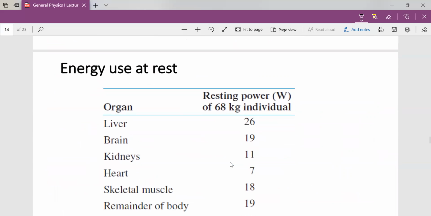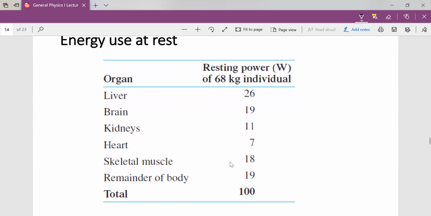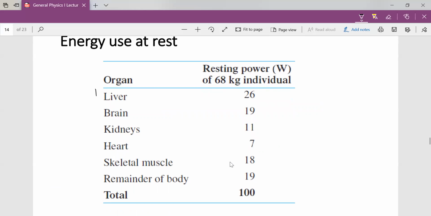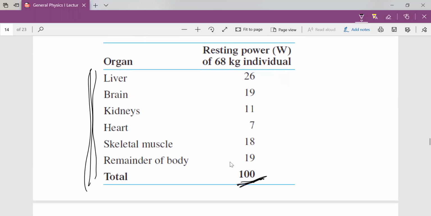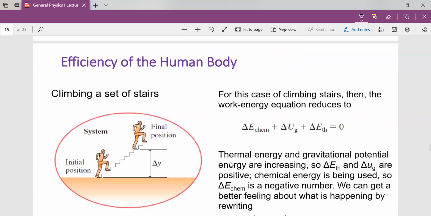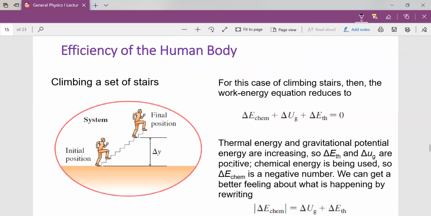We also have the energy that your body uses when you are resting. The organs of your body make use of energy from the food you ate. The conversion process is going on, and the body uses a minimum of 100 joules to repair the tissues and organs of your whole body system. We'll have what the brain is using, what the liver is using, and so on. That brings us to the next topic, which is the efficiency of the human body.